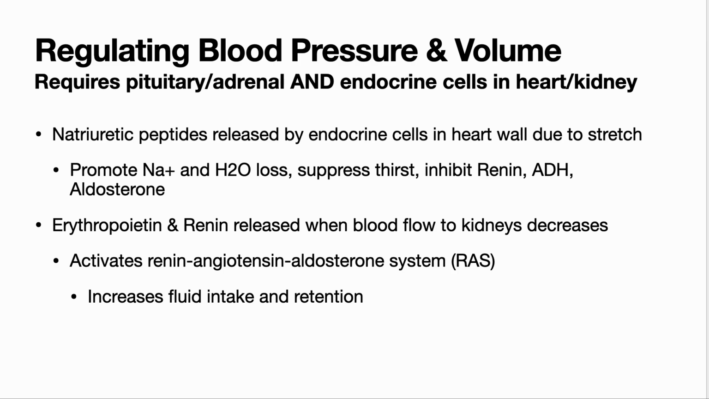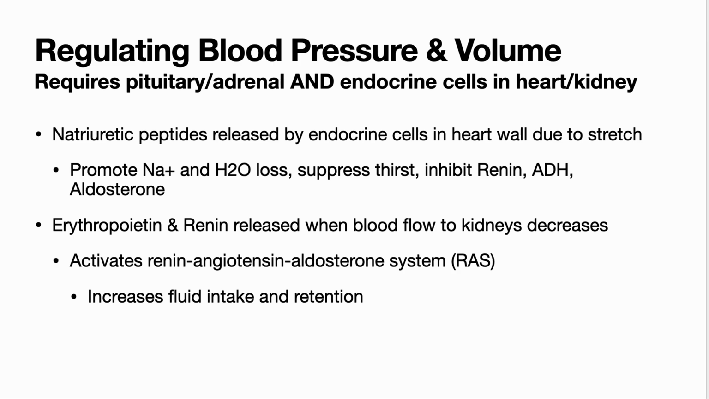We're also going to see the opposite effect, that when blood flow to the kidneys gets too low, in other words, blood pressure and volume are down, so the opposite of the situation we just described, we're going to see a different release of chemical messengers. We're going to see erythropoietin and renin released into the bloodstream. And when that happens, that's going to activate that renin angiotensin aldosterone system, which is sometimes called RAS for short.